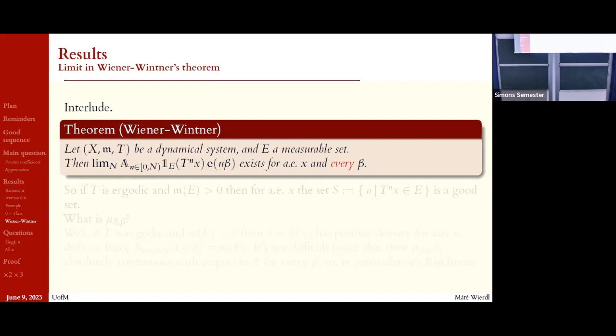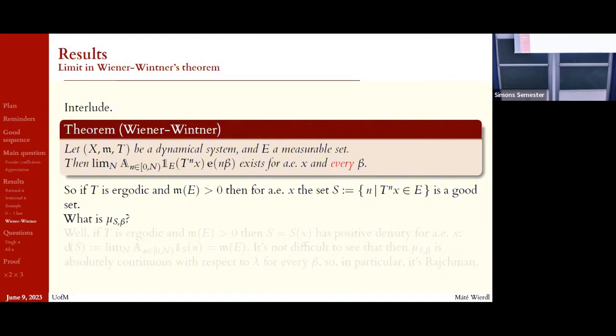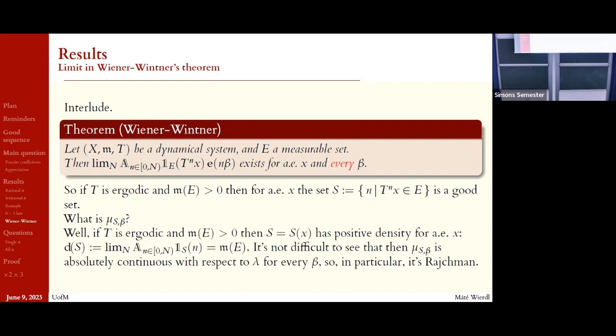So in particular, let's just look at this. If T is ergodic and the measure of the set is greater than 0, then for almost every x, the set of n's where T^n x enters the set E is a good set. Okay, so this is a good set. Now, what is this limit measure in this case? Well, I don't pretend to find it out, but here is what we can say about that.